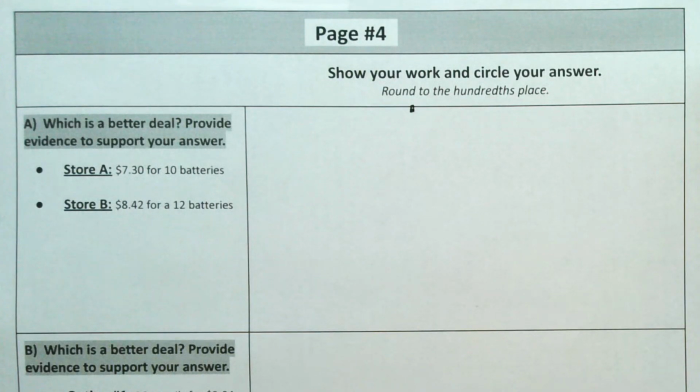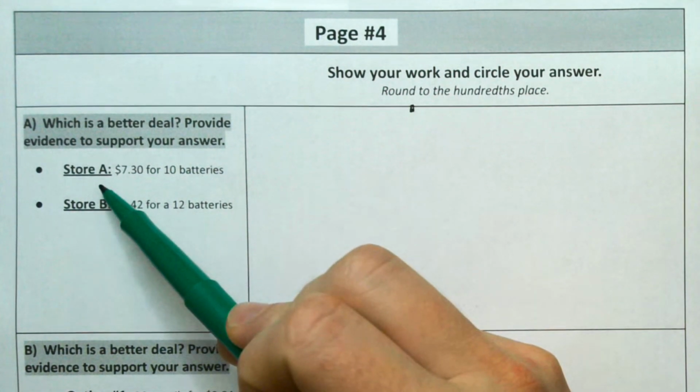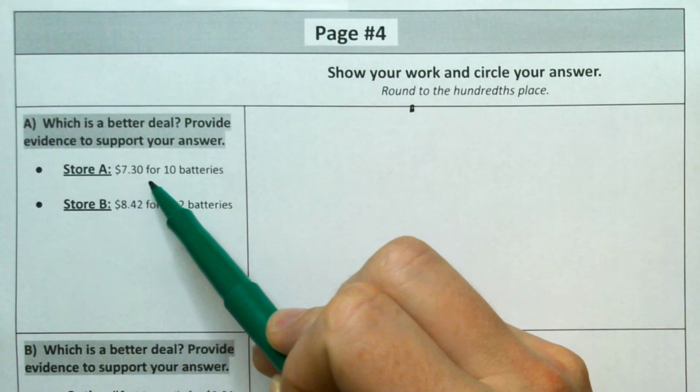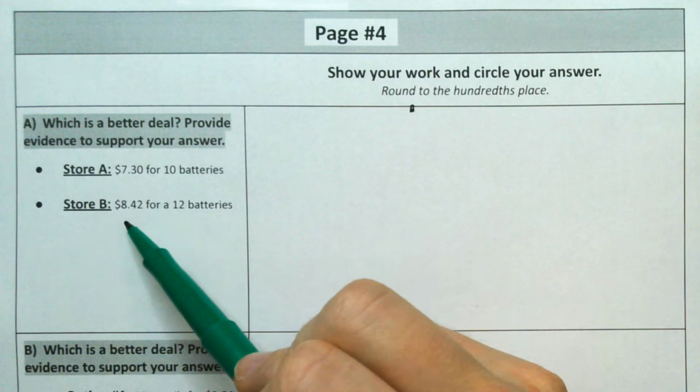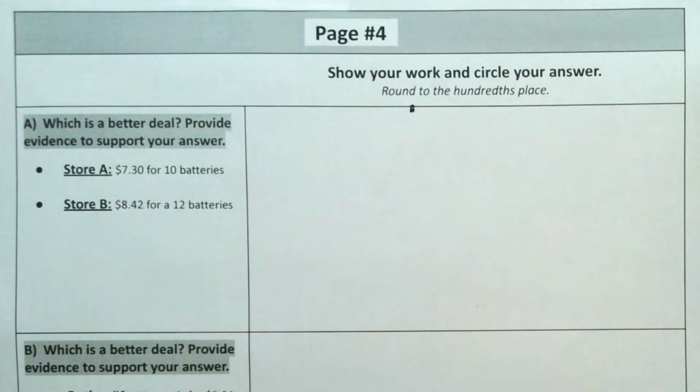All right, on page number 4, I'm going to complete problem A with you and have you complete the rest of page 4 and page 5 on your own. Problem A says, which is a better deal? Provide evidence to support your answer. Store A for $7.30 for 10 batteries, or store B, $8.42 for 12 batteries.